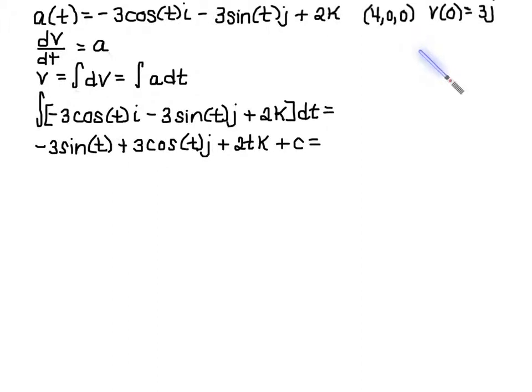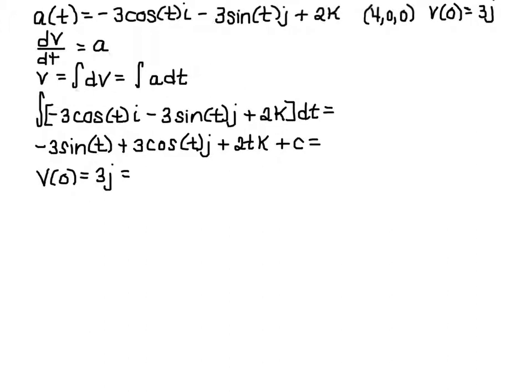Now, what we do know here is we have an initial condition. At time 0, our velocity is equal to 3j. So what we want to do is say the velocity at time 0 is equal to 3j, which means that 3j is equal to, let's move this up, we're going to take our velocity equation right here and replace our t's with a time of 0.